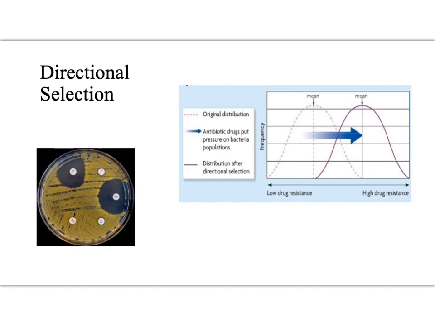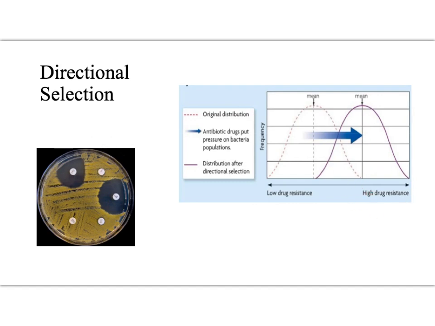Those with a higher drug resistance are more likely to reproduce. They'll produce more offspring. It's repeated over many generations. So the frequency of the drug resistance alleles increases. You can see that here. So we've got more with a higher drug resistance.